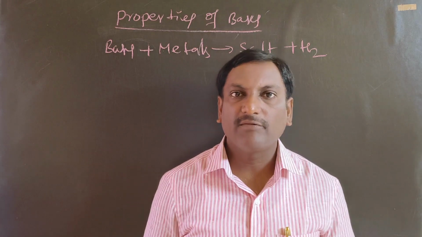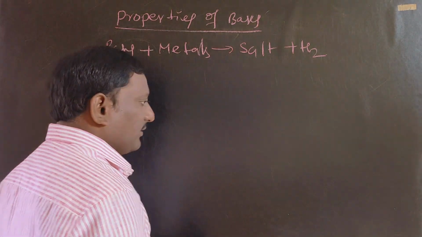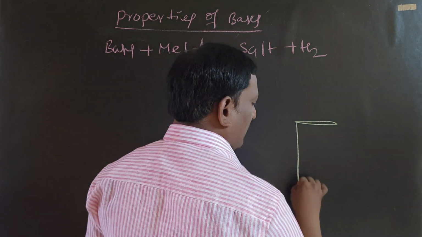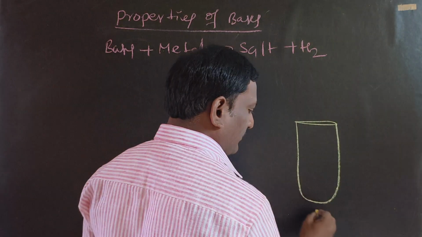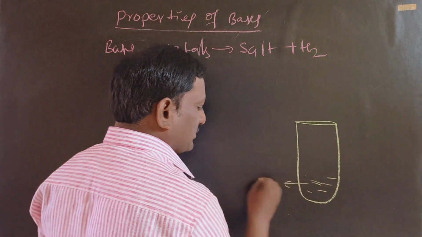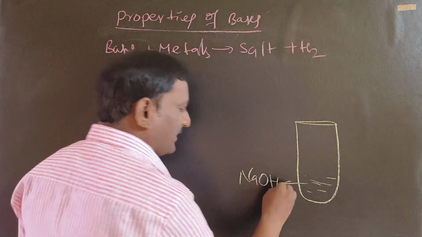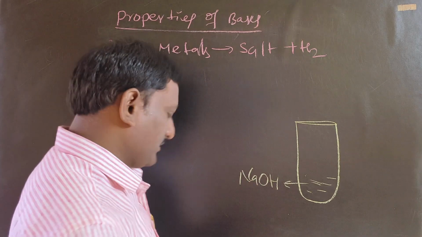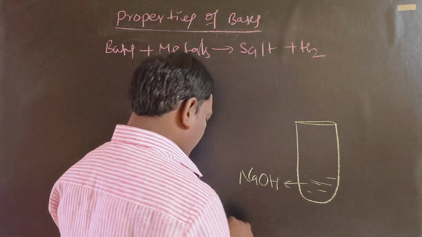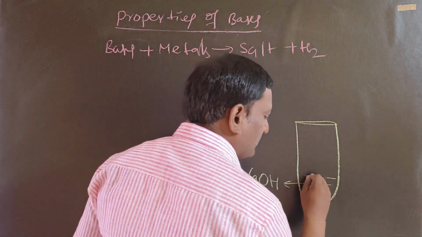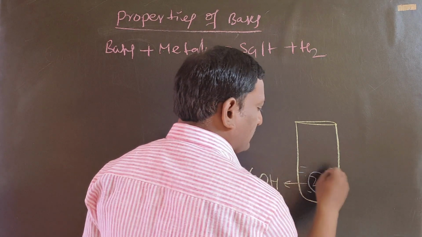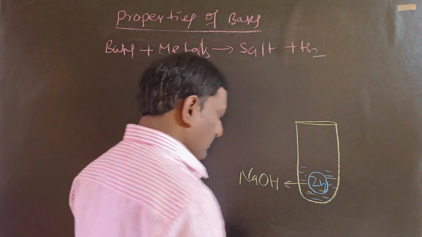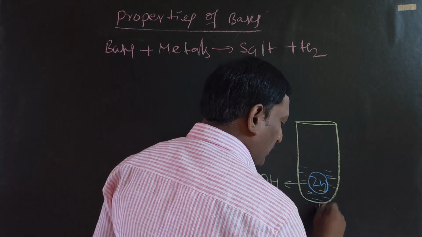When bases react with metals, take a few ml of aqueous solution of caustic soda as shown in the figure. Caustic soda is sodium hydroxide, chemical formula NaOH. Add a few zinc granules to the caustic soda and start heating above the flame.